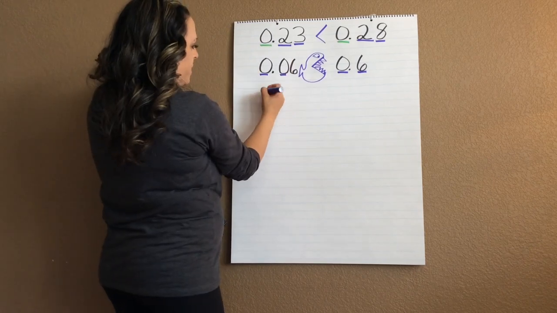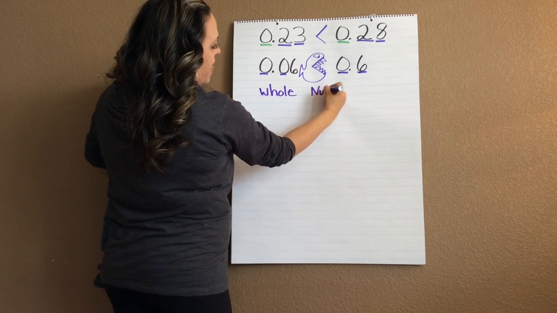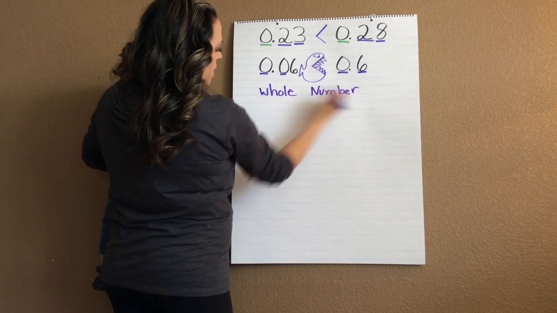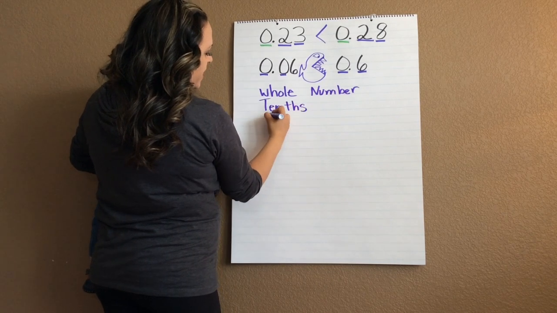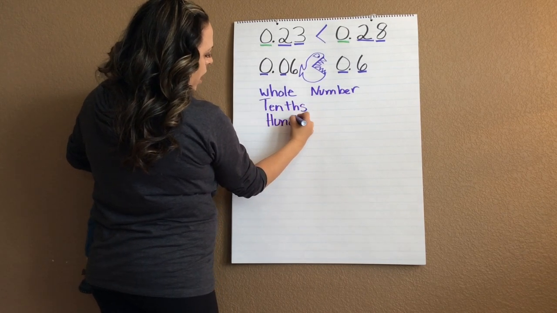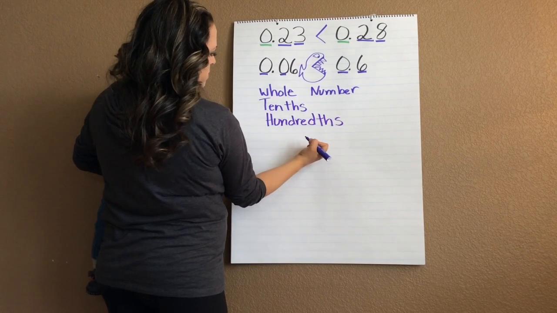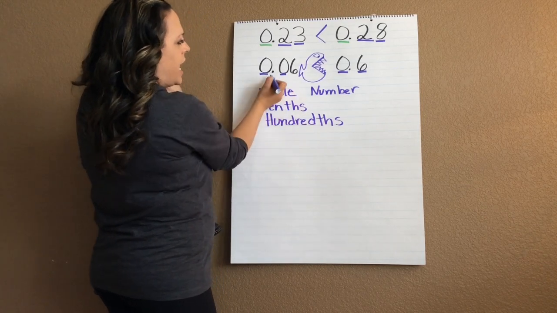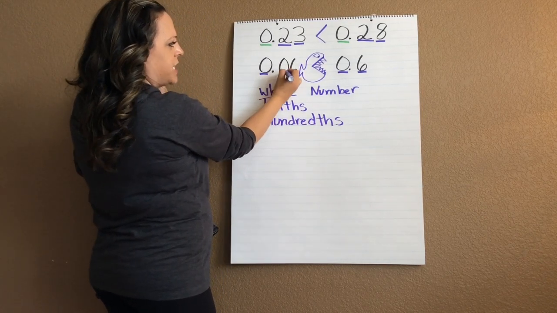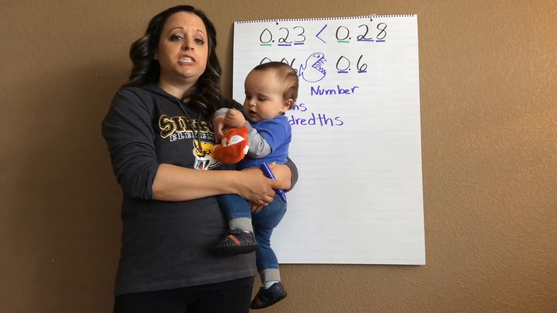Start with the whole number, then compare the tenths, then compare your hundredths. Can't remember if there's a D there or not. That looks weird. But anyway, you're just going to start on the left and keep going by place value until you see which is greater.